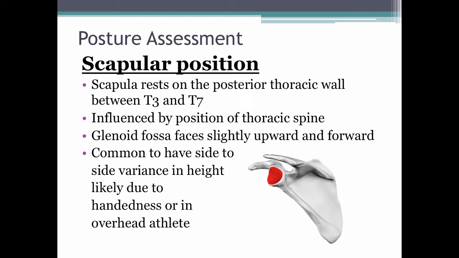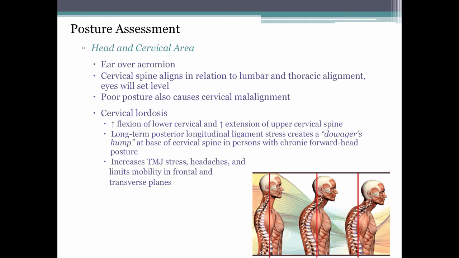You'll see some differences. You want the scapula to be in a good position because you want the glenoid fossa to face slightly upward and forward. In this position, it allows for clearance of the humeral head underneath the acromion. If it's pointing down and forward, then it's going to lead to impingement possibly.